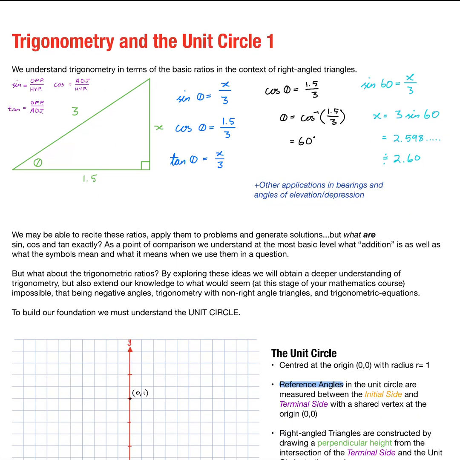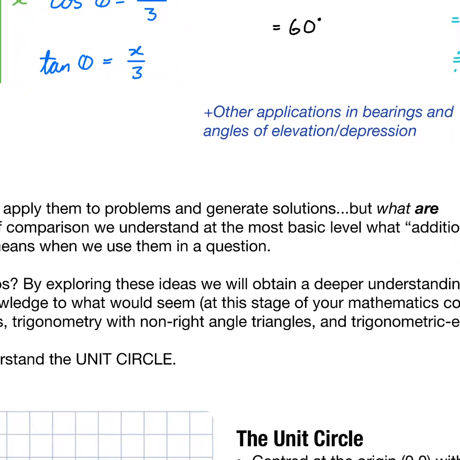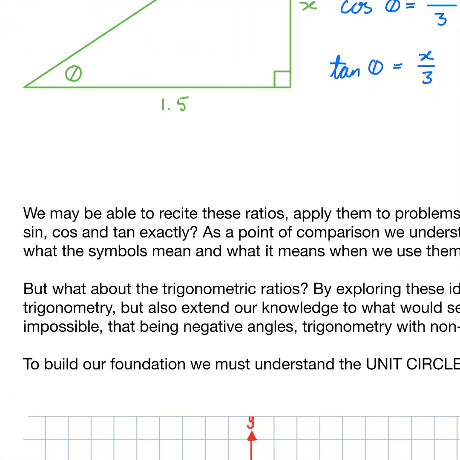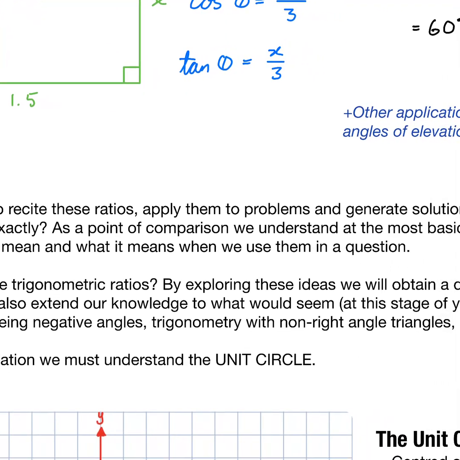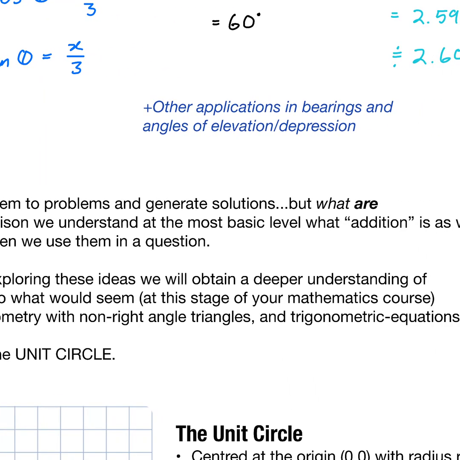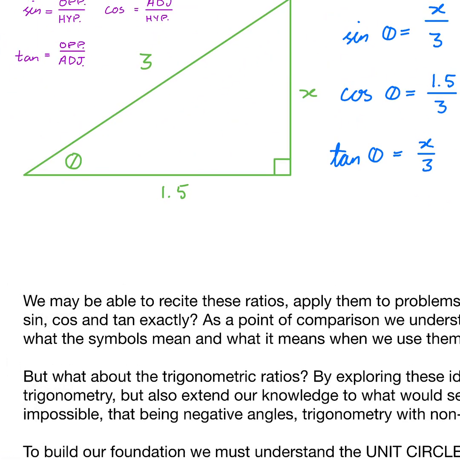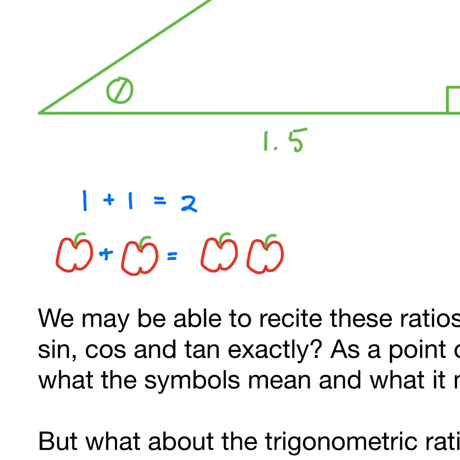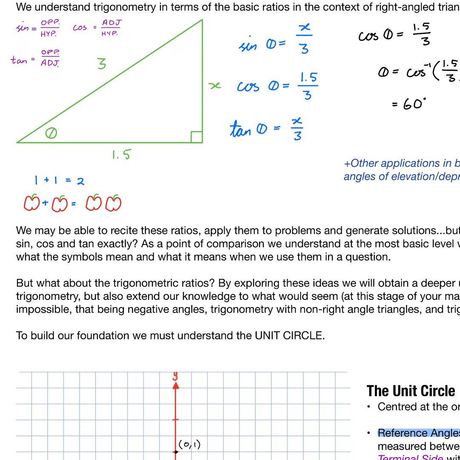However, we may be able to recite these ratios, apply them to problems and generate solutions. But what are sine, cos, and tan exactly? As a point of comparison, we understand at the most basic level what addition is, as well as what the symbols mean and what it means to use them in a question. For example, if I had 1 plus 1, what it actually means is we have one object plus another object equaling 2 of that object. But what about trigonometric ratios?